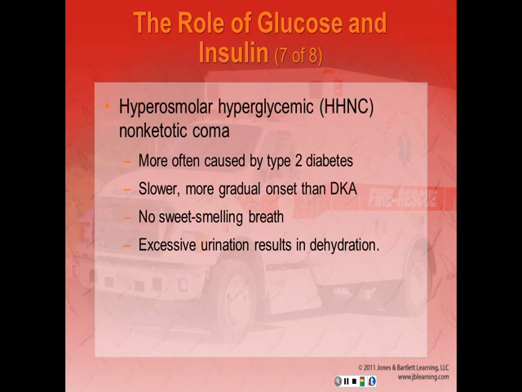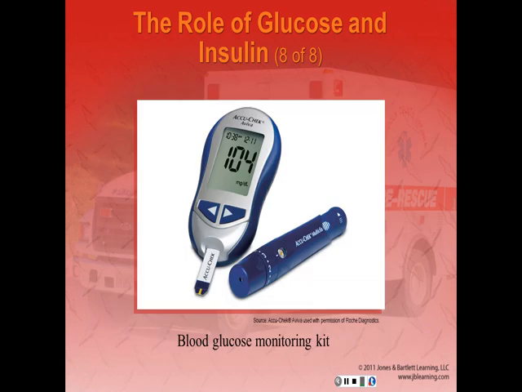Type 2 diabetes more often results in hyperosmolar hyperglycemic non-ketotic coma, called HHNC. It is a slower, more gradual onset than DKA. The sweet smell is not present because the body does not burn fat for energy, and the body tries to get rid of excess sugar through urine, causing dehydration.